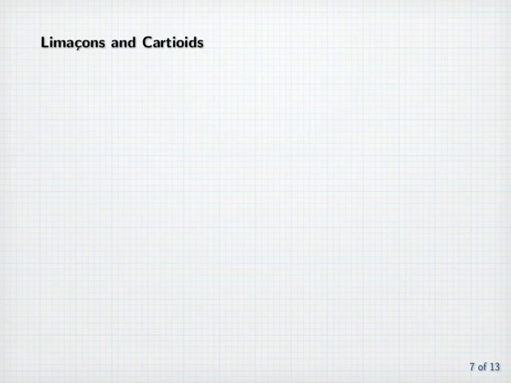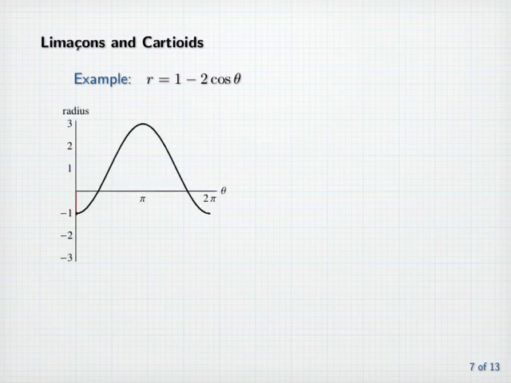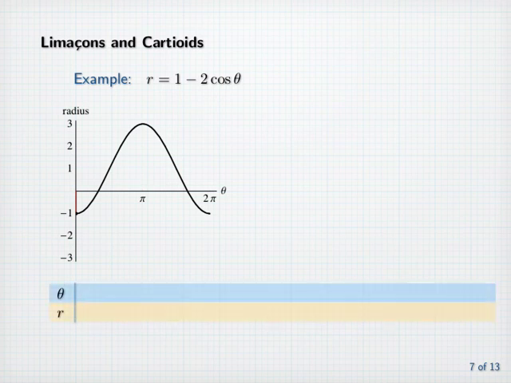Limaçons and cardioids. Let's begin here with an example. We'll plot the graph of the polar equation r equals 1 minus 2 cosine theta. This equation is typical of equations in which r equals a constant plus a multiple of cosine theta or sine theta. First, we'll plot the graph of r versus theta as rectangular coordinates, and we'll make a table of values of theta and the corresponding r.